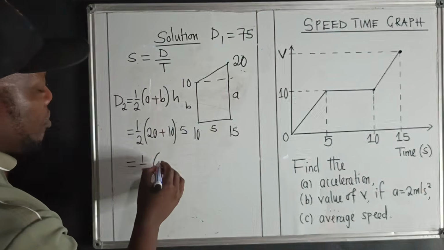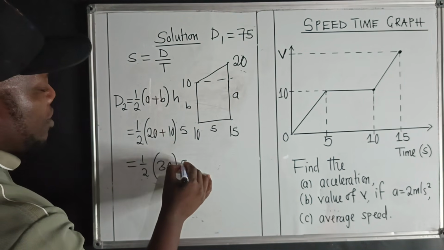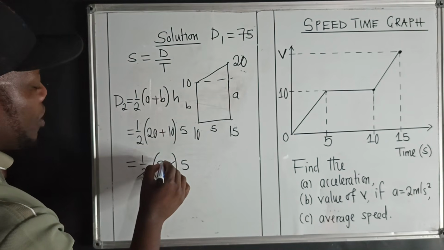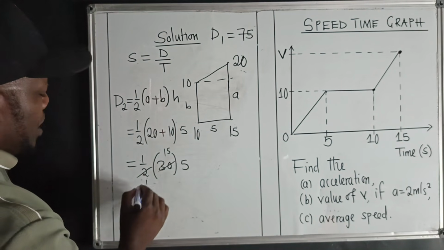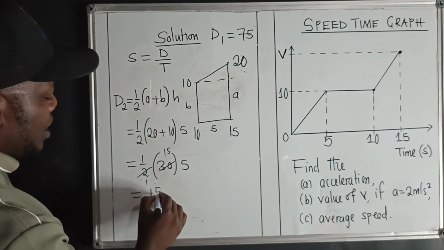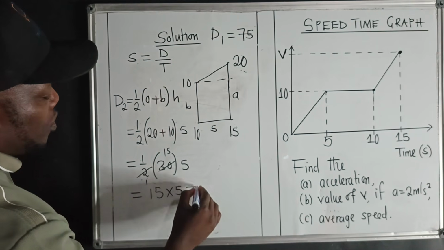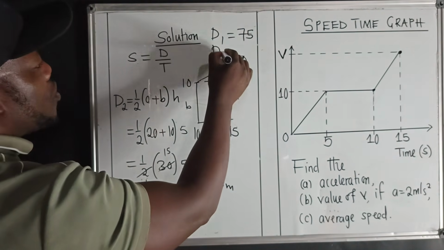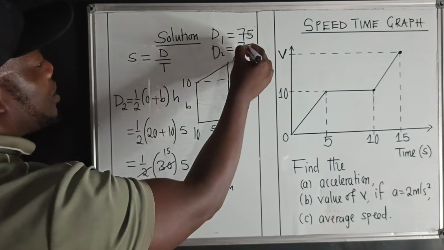So we can do our BODMAS. We start with what is inside the brackets. That's a 30 and a 5 here. So 2 into 2, it's a 1. Into 30, it's a 15. So I've got 15 times a 5, which will give us 75 meters. So distance 2 is also 75.